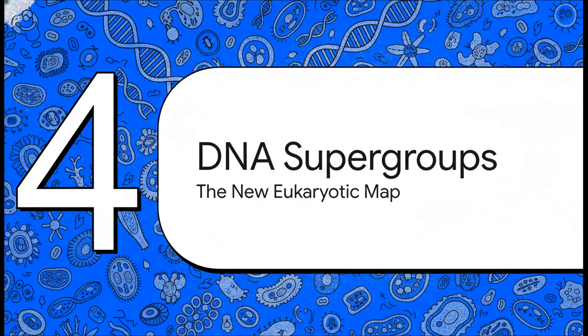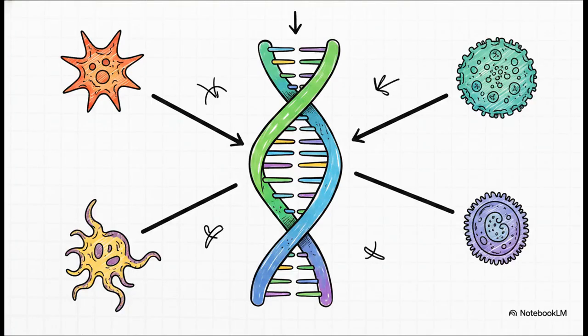Which brings us to Section 4, supergroups defined by DNA. So, with the old kingdom Protista completely dismantled, and endosymbiosis making cellular lineage incredibly complex, scientists had to redraw the entire map of life. And that leaves us with 4 major eukaryotic supergroups: Excavata, SAR, Archaeoplastida, and Uniconta.